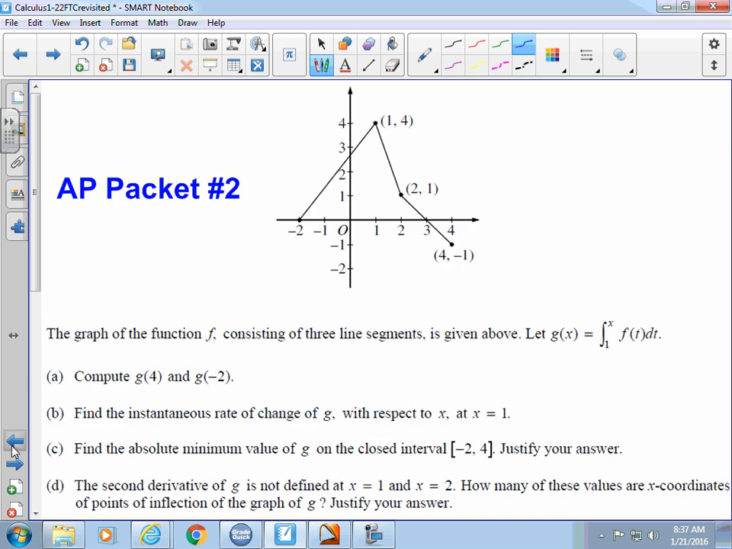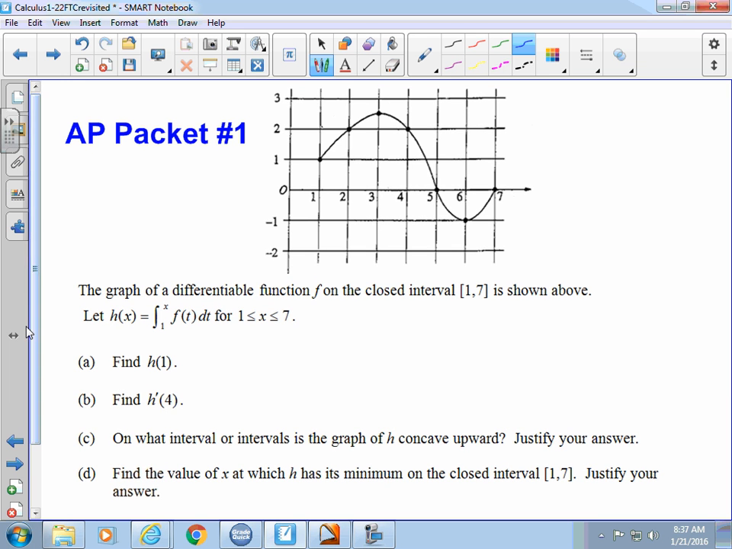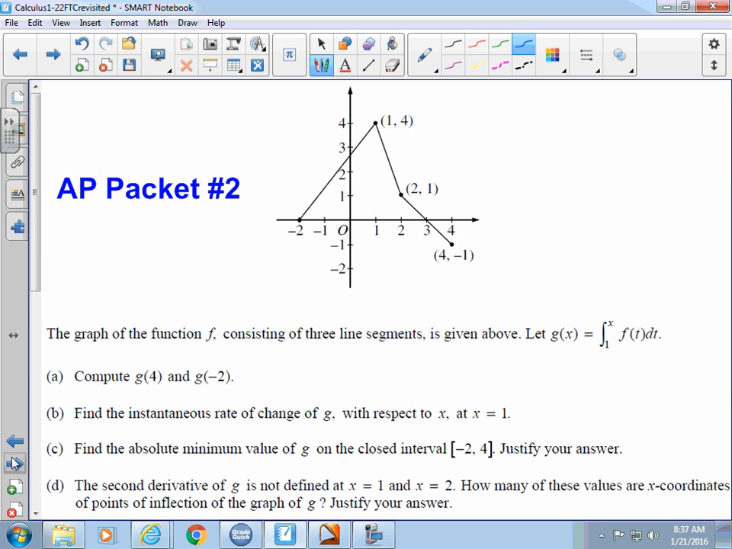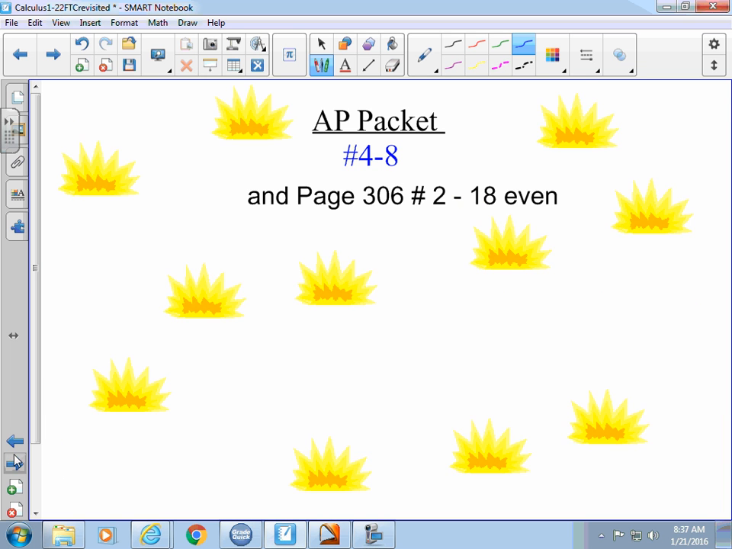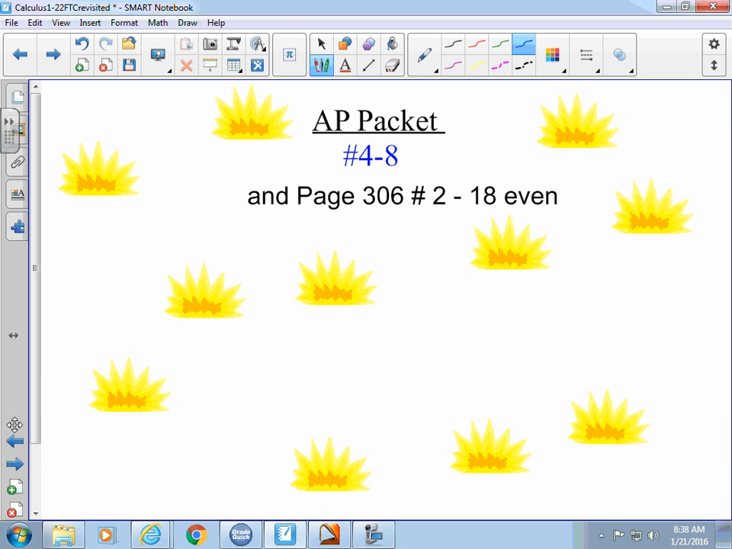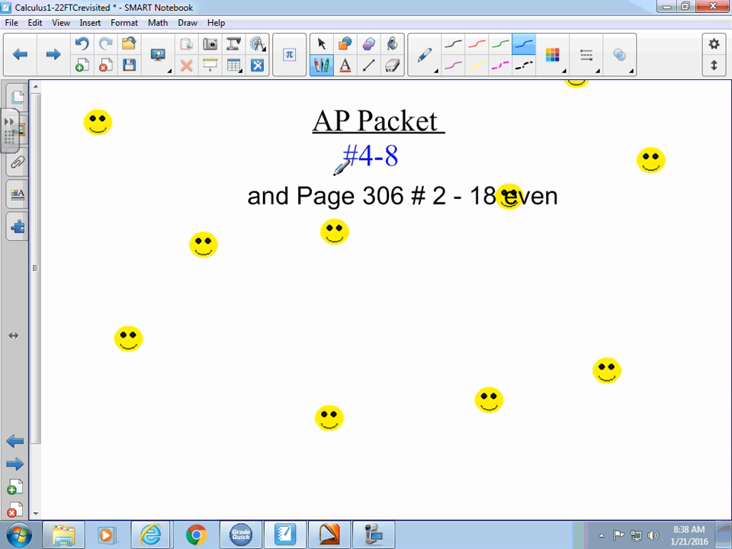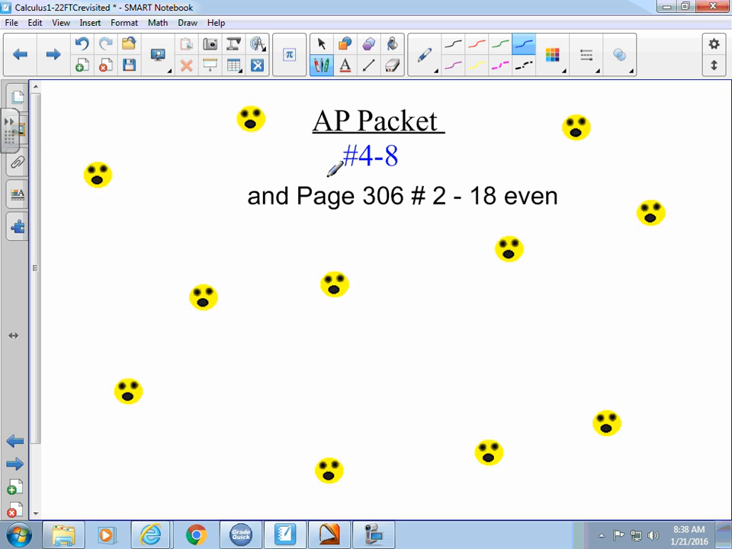Okay, number 1. So we've got some things to learn about these integral defined functions. 306, 2 through 18 even. This is all that you do tomorrow. The 2 through 18 even, and then try to get most of the 4 through 8 done, but we'll take the 4 through 8 up on Monday.